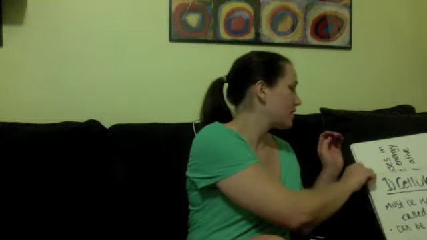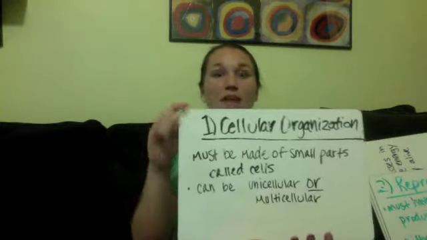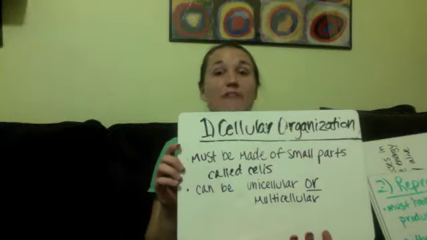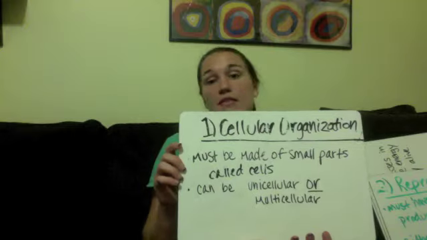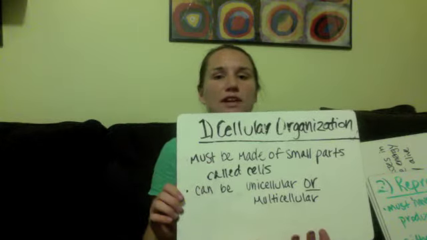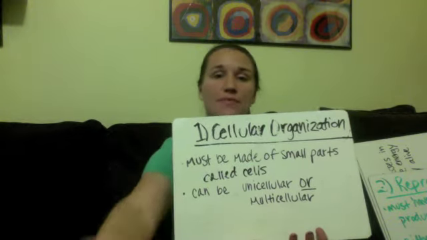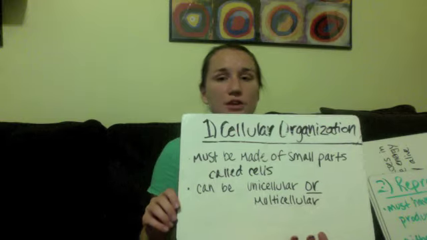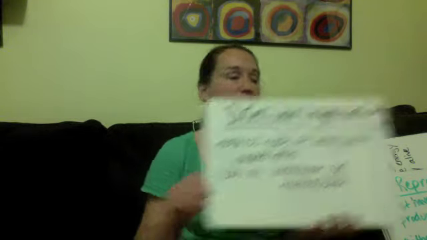The first property of life we're going to talk about is cellular organization. This means that things that are alive must be made up of small parts called cells. Now these things can be unicellular, where they just have one cell, or multicellular, like a human. We're made up of literally trillions of cells at a time. So, cellular organization is an extremely important property of life. Something that is alive must be organized into cells.